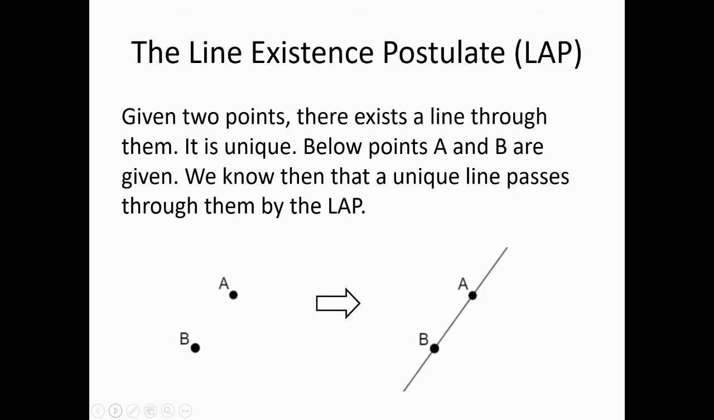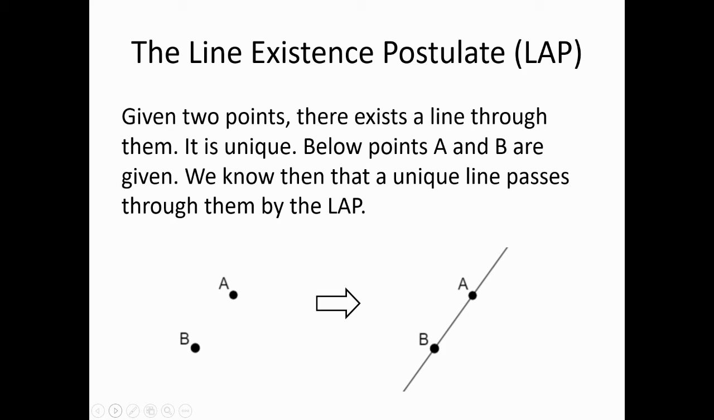All right, so here's the first of them. And again, this is one of the ones that you've seen before. And I've attempted to illustrate what this really does for us. It's the line existence postulate. It says that if we're given 2 points, then we know that a line exists that passes through them, and we know, moreover, that that line is unique. That is, to put it slightly differently, given a pair of points, one and only one line passes through them.